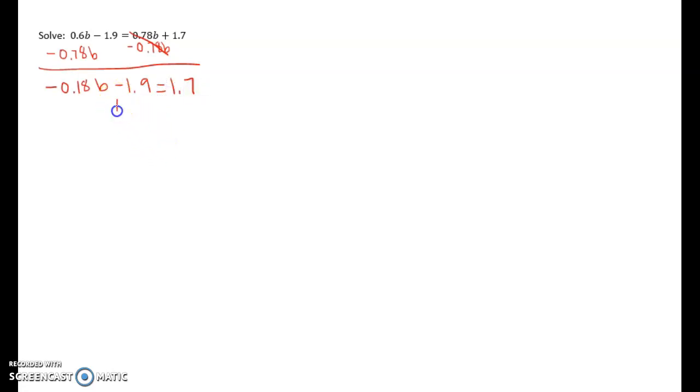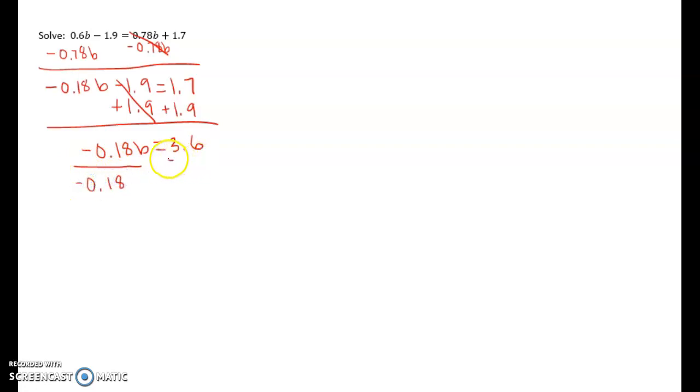Okay, now we're going to add the 1.9. We want to get our constant terms on the same side. So we cancel those out. We still have the negative 0.18b equals 3.6. I want to finish isolating that b, so divide by negative 0.18 on both sides. And I end up with b equals negative 20.